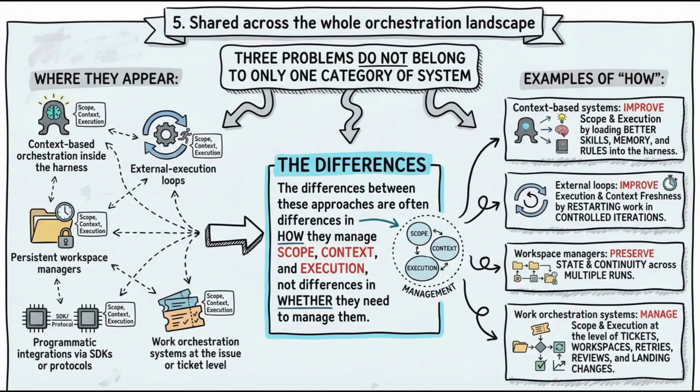To give you an idea of how they handle this differently, let's look at a few examples. Context-based systems often try to improve scope and execution by loading better skills, deeper memory, and stricter rules directly into the harness. External loops, meanwhile, focus on improving execution and keeping the context fresh by restarting work in carefully controlled iterations. If we look at persistent workspace managers, their main strategy is to preserve state and maintain continuity across multiple separate runs. And finally, broader work orchestration systems try to manage scope and execution from a much higher vantage point. They tackle these challenges at the operational level, managing things like individual tickets, workspaces, retries, reviews, and ultimately landing the changes.